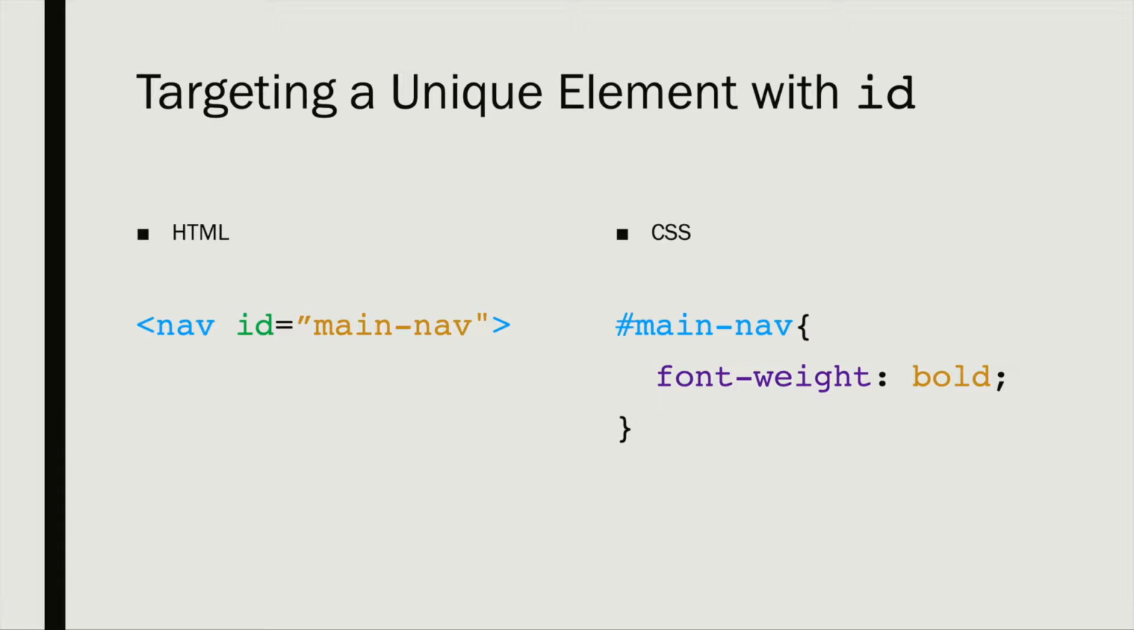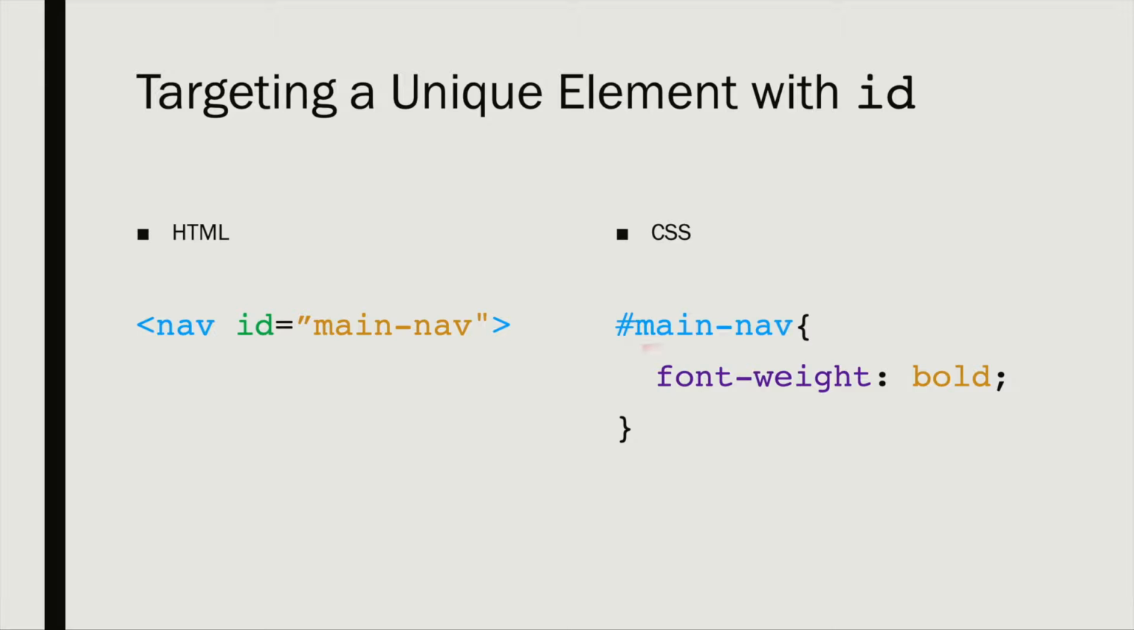If you also have items that are only used once, instead of identifying multiple elements, you can target a unique element using an ID. An ID works the exact same way as a class, but whereas a class can be used multiple times on a page, an ID should only be used once. If you have multiple IDs of the same value, then your validator is going to spit back at you saying, hey, this is a problem, you need to fix it.